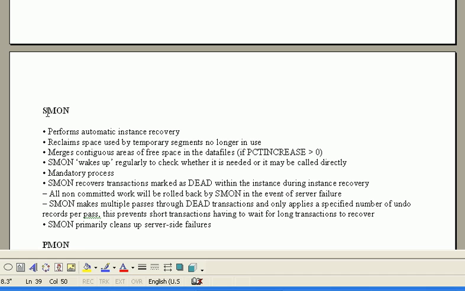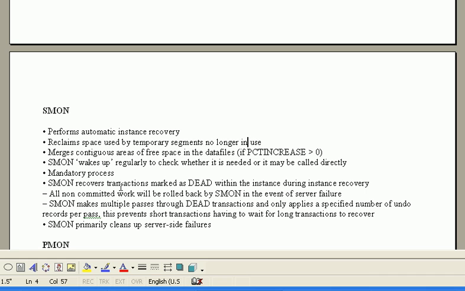The next one is SMON, that is the system monitor. It performs automatic instance recovery. It reclaims space used by temporary segments no longer in use. It merges contiguous areas of free space in data files, that is if the PCT increase value is greater than 0. SMON wakes up regularly to check whether it is needed, or it may be called directly. This is a mandatory process.